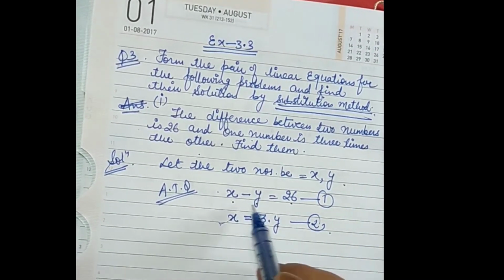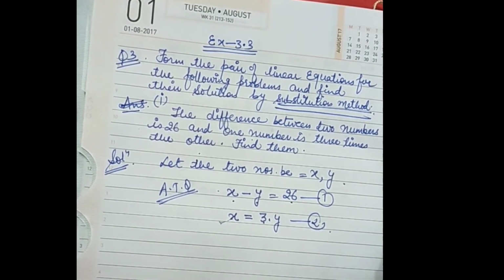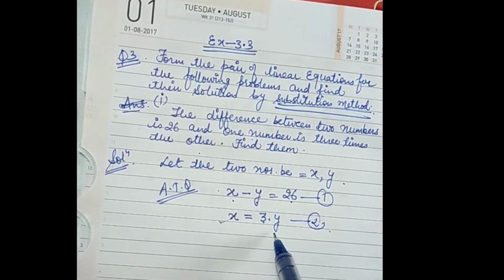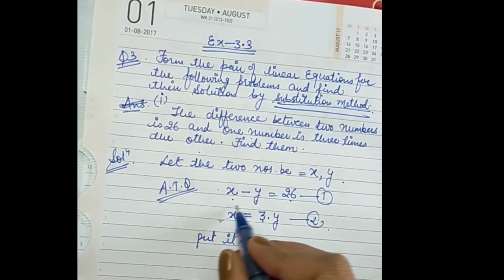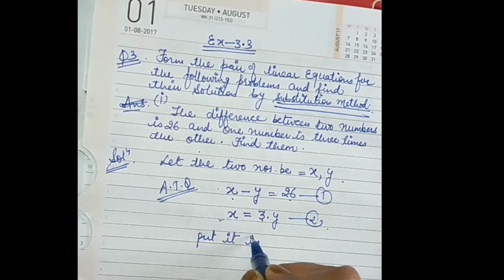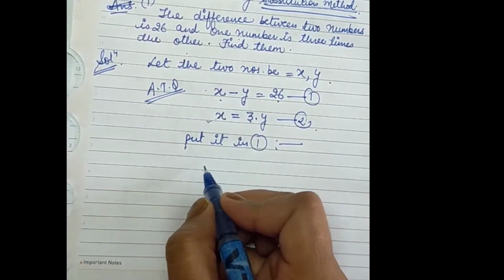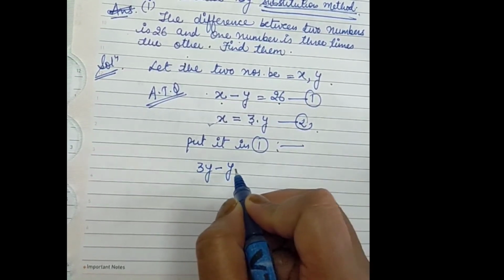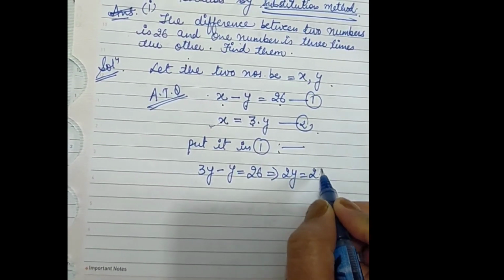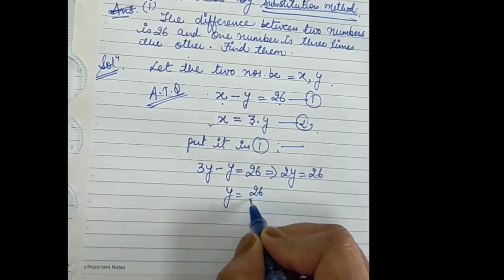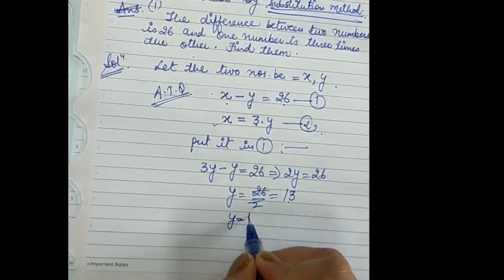Now this is already a substitution value. I can simply put it in the first equation and we can find the values of x as well as y. So put 2 in 1. Instead of writing x, I am writing 3y - y = 26. This gives us 2y = 26, or y = 26 over 2, that is y = 13. So one of the values we got is 13.